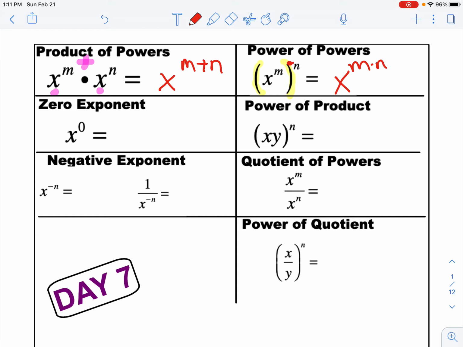All right, anything to the 0 power is 1. So the only thing being raised to the 0 power here is this x. Anything to the 0 power is 1.